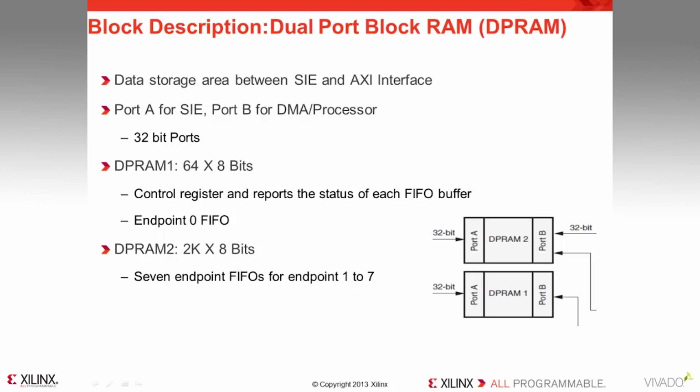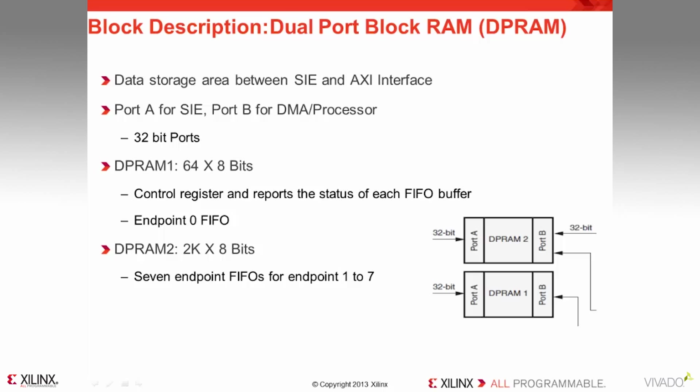This IP has two DPRAMs, which are dual port block RAMs. It's used for data storage between SIE and AXI interface. Port A is for SIE, port B is for DMA and processor. Both the ports are 32-bit ports. DPRAM 1 is 64 by 8 bits. Control registers and reports the status of each FIFO buffer, and it also has endpoint 0.